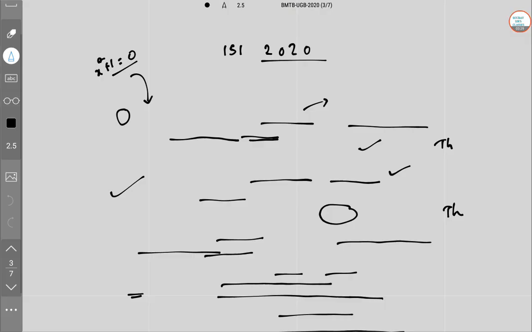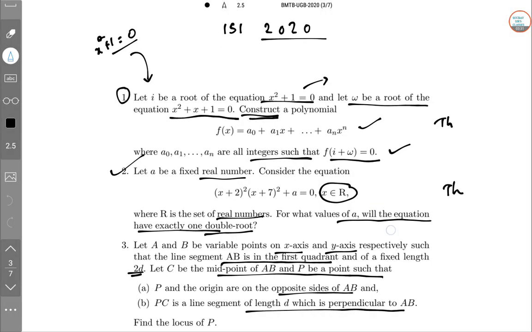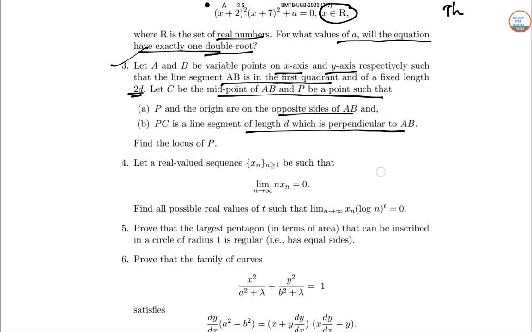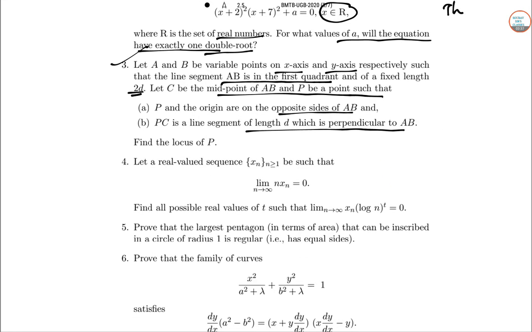Now we get back to our old PDF. Let's see the next question. Third is now done. We'll be doing till 4 over here, and then 5, 6 in another video, and 7, 8 in another video. So if you get time, you can solve something extra as well.